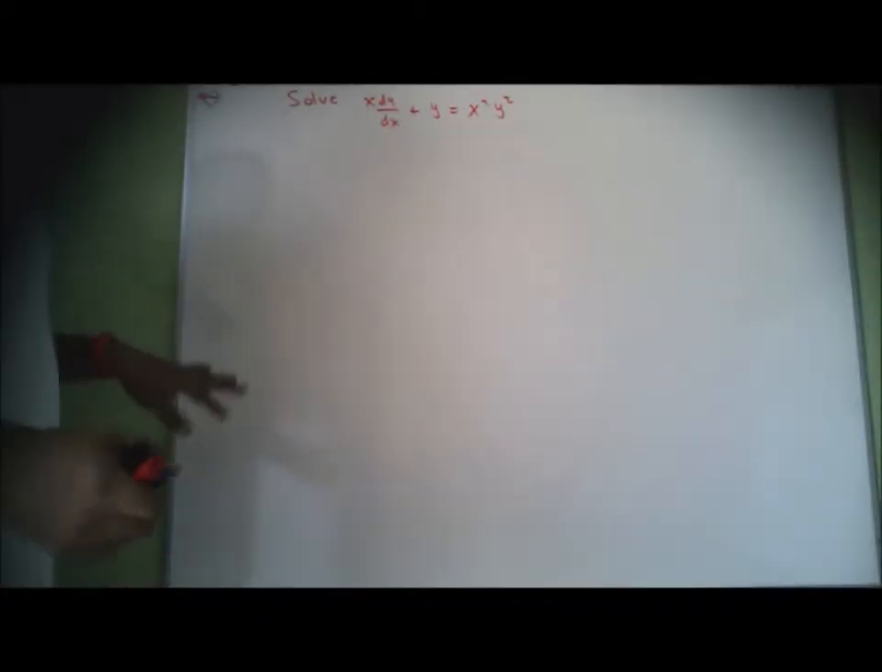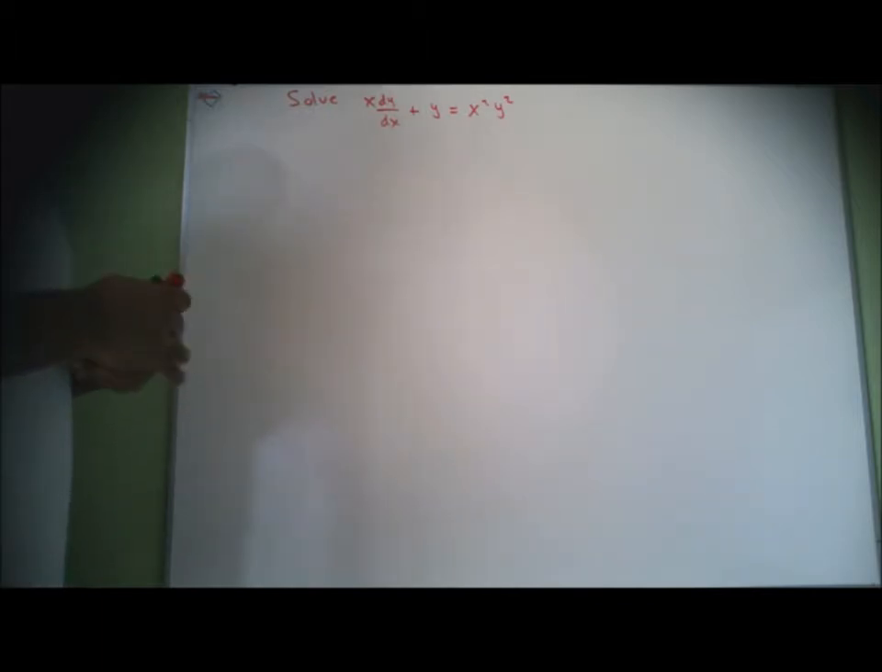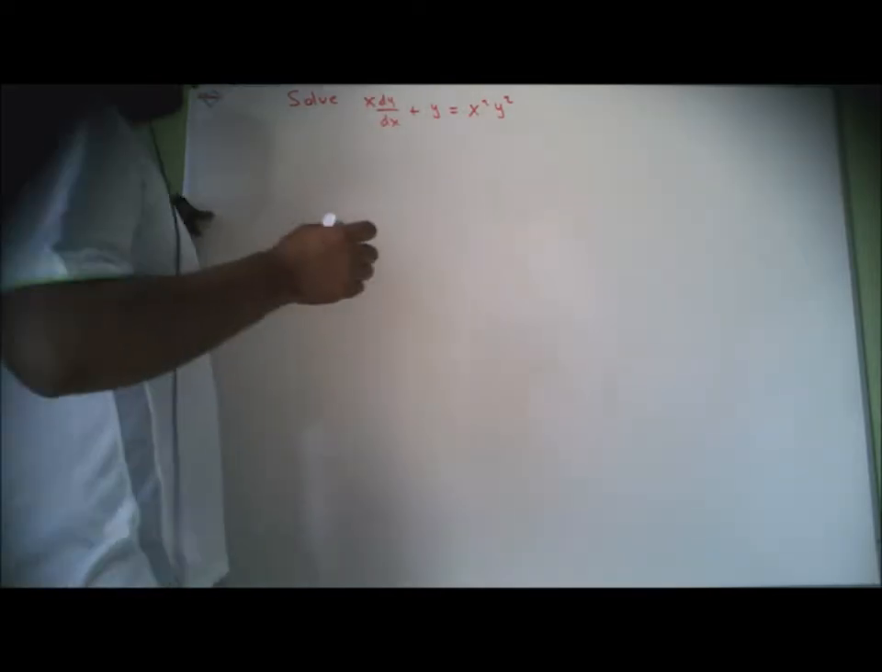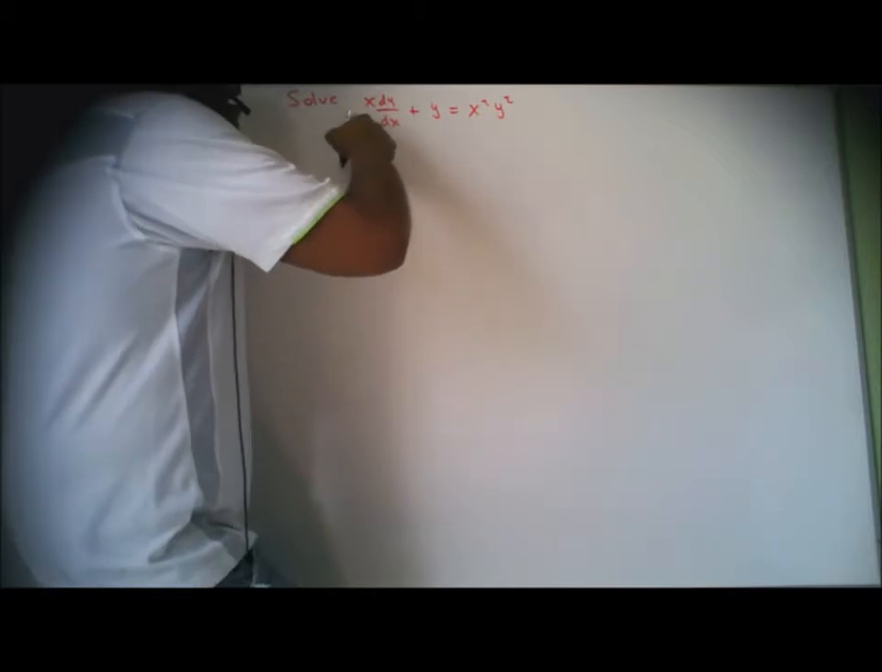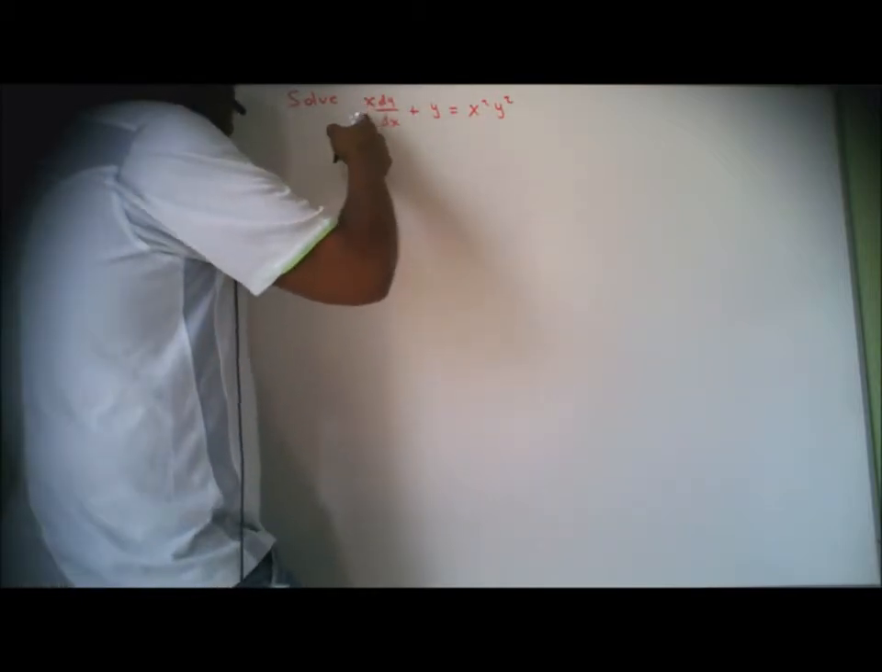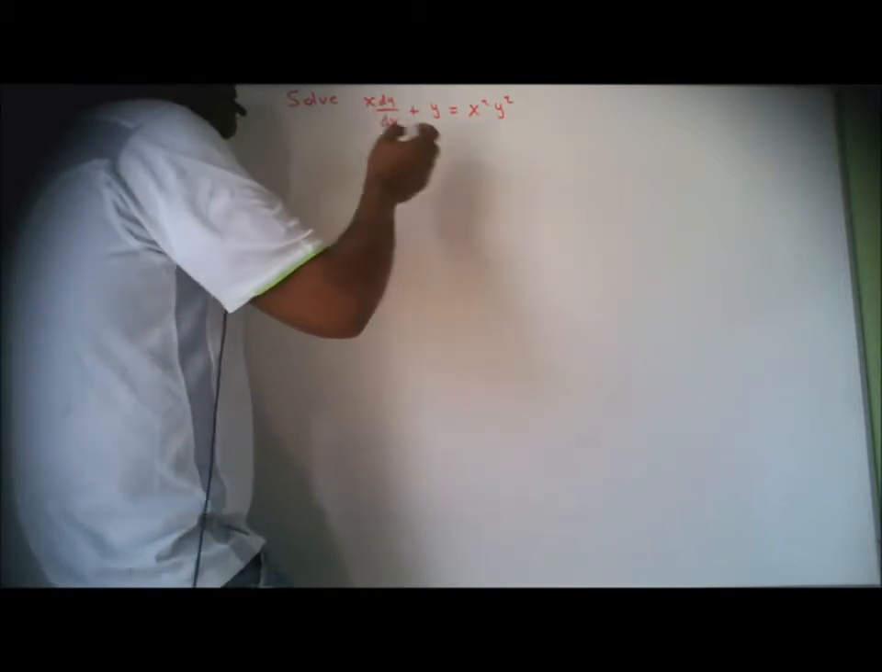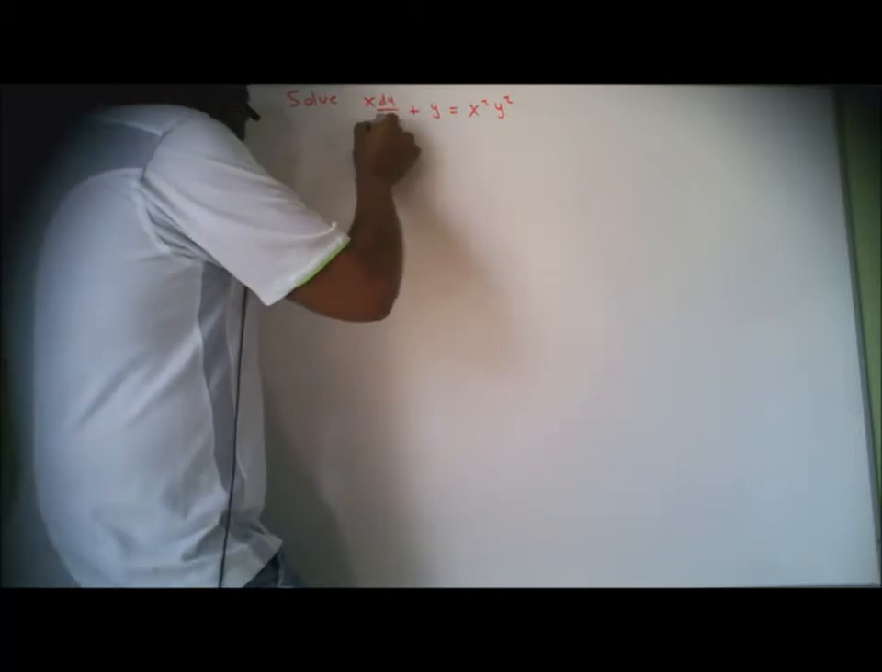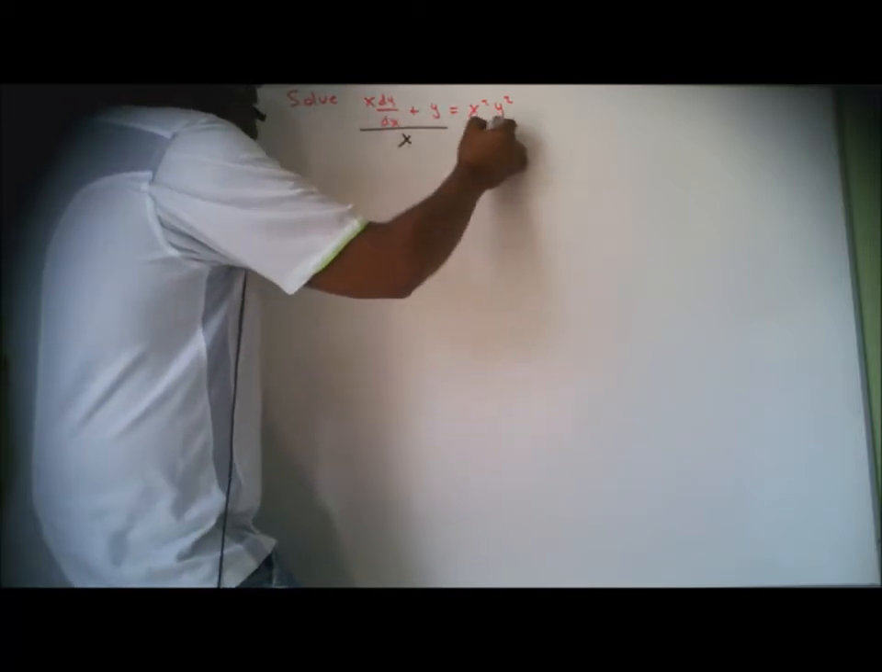Okay, in this video we are going to solve a Bernoulli differential equation. The first thing to do is to get the shape of the Bernoulli differential equation. First of all, here you have an x. In the shape, you are supposed to have only the number 1. So what we are going to do is a fix: we are going to divide by x on both sides.